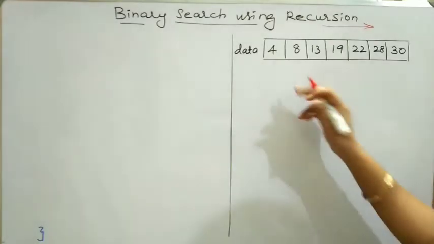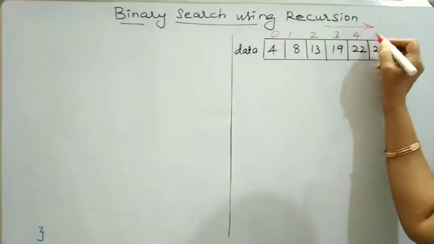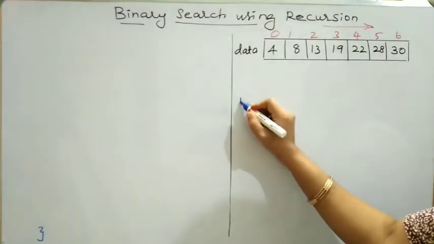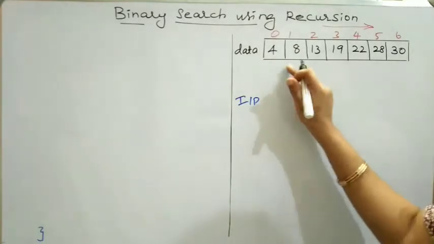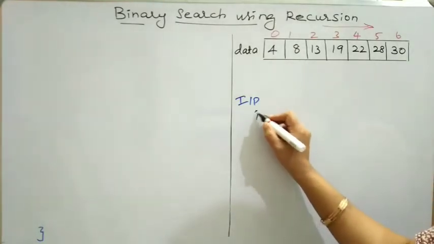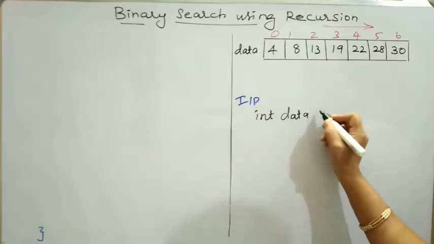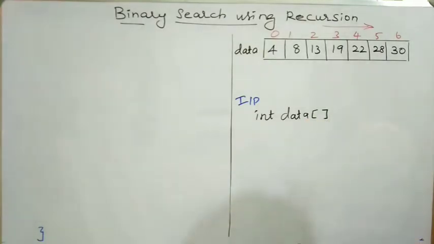Okay. So let me mark the index positions of the array: 0, 1, 2, 3, 4, 5 and 6. Before we write our program, let me discuss what all my input variables are. Since I am given a set of values, the set of values can be stored in an array. The values are integer values, so I have an integer array. The name of my array is data. This array bound specifies data is an array of integer data type.